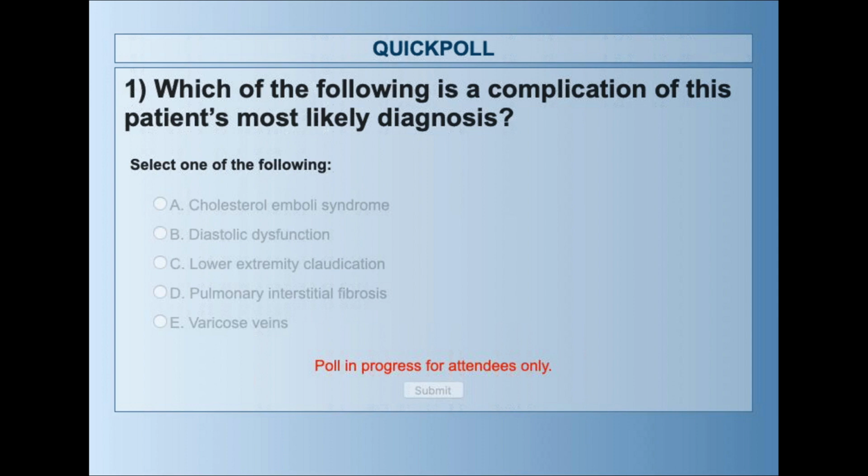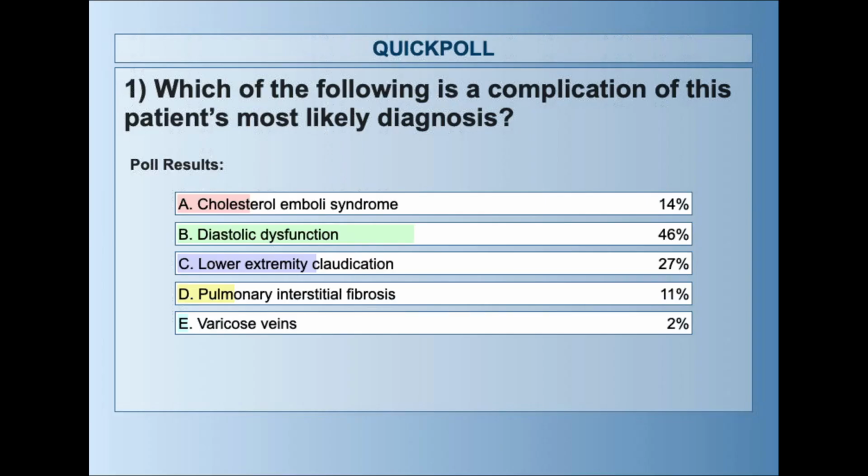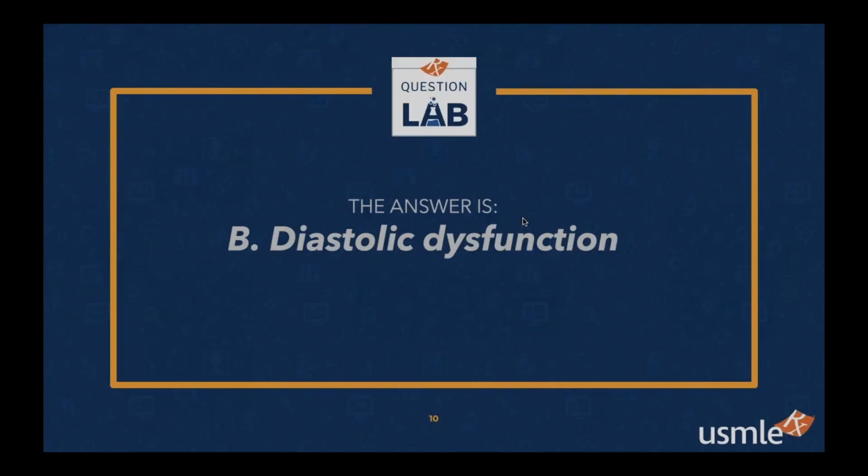I see the responses coming in. Looks like we have a clear favorite already. We'll give all of you a few moments here. All right, looks like 2/3 of you have responded. Let's take a look and see what you selected. It looks like 46% of you selected diastolic dysfunction and 27% of you selected lower extremity claudication. Let's see what the correct answer is. And the correct answer is indeed B, diastolic dysfunction, and 46% of you got it right. So great job, everyone. Let me hand it back off to Paros.